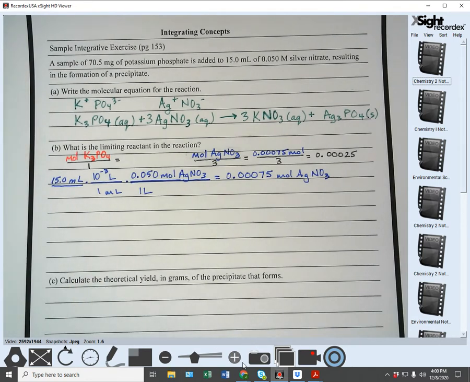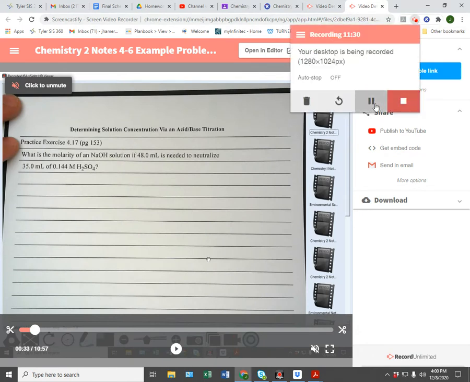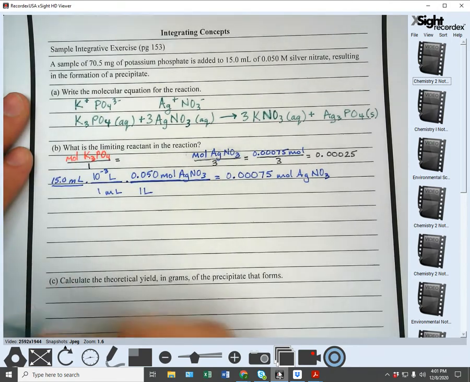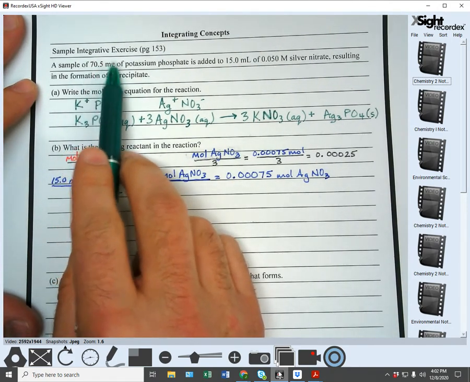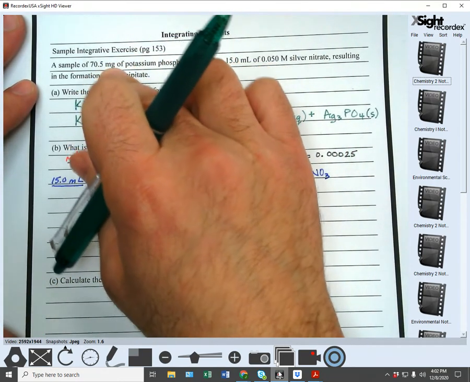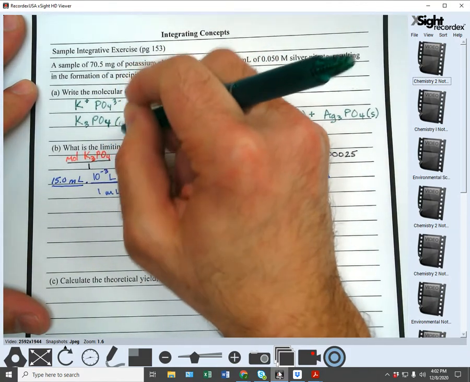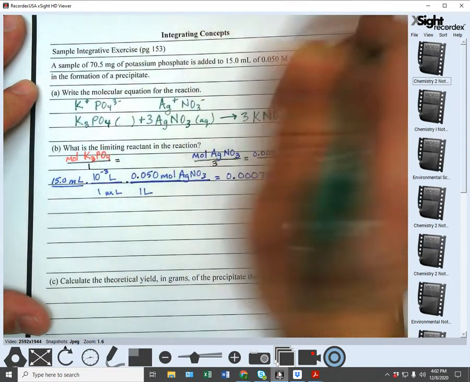Hold on a second. I need to look at something. Okay. Yeah, sorry guys. I just realized something. I looked at it too quickly. This is 70.5 milligrams of potassium phosphate. So milligrams, not milliliters, milligrams. So that means that's a solid. So it's not a huge deal, really.